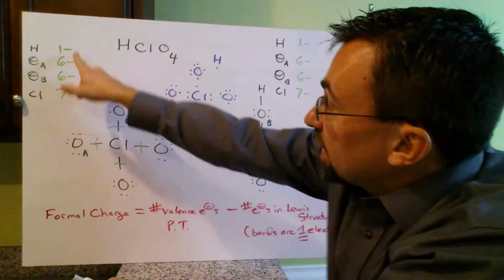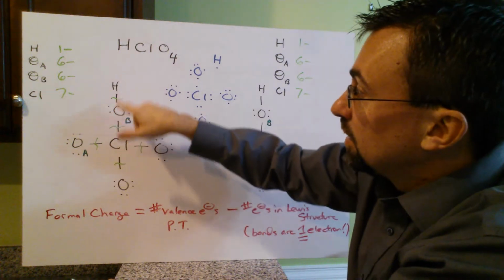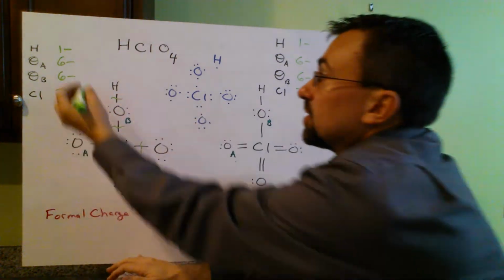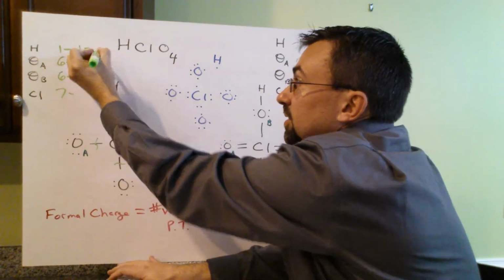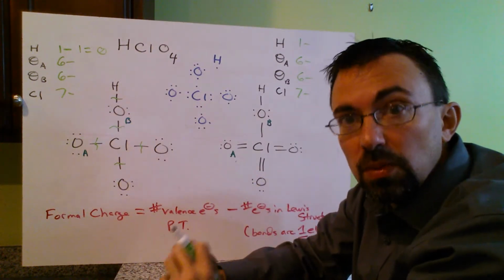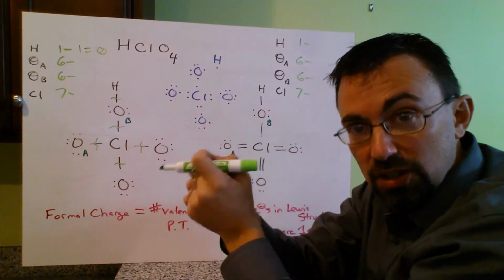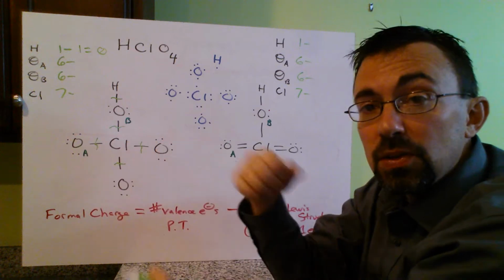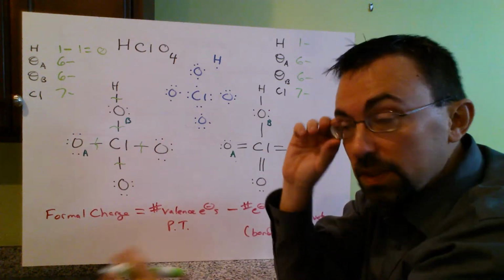So now if I'm looking at hydrogen at the top, it gets 1 electron per bond, so that's just going to be 1, and our formal charge is 0. That's what we want. We want balance. We want, ideally, there to be no charge or as little charge as possible throughout the molecule. That's going to give you your best picture.